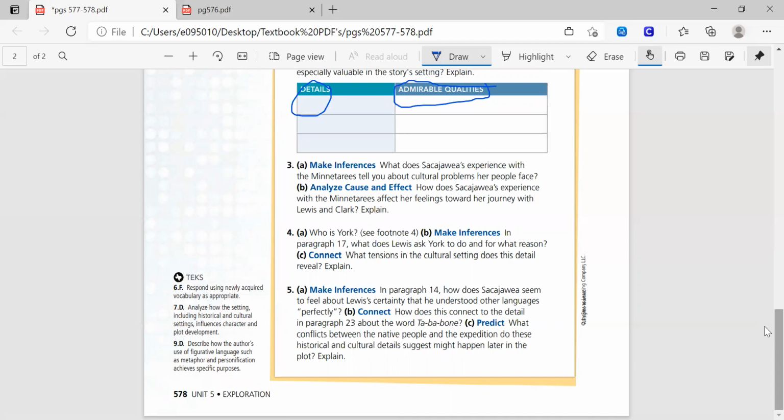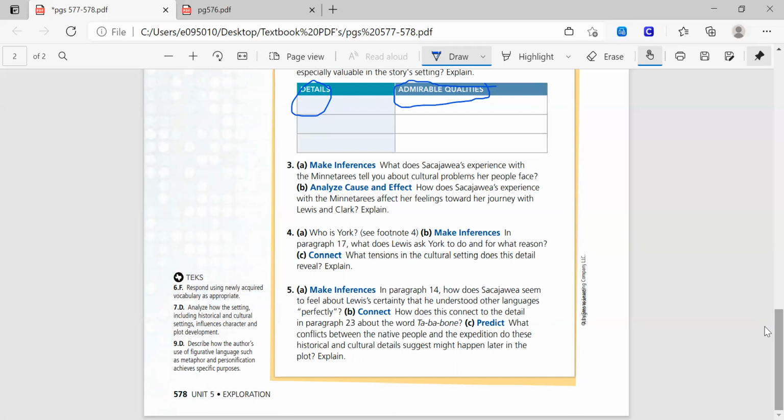And then 3B, analyze cause and effect. How does Sacagawea's experience with the militaries, I'm probably saying that wrong and I apologize, affect her feelings toward her journey with Lewis and Clark? So how does her experience with these people affect her feelings toward her journey? Because of her feelings, this is how she feels about the journey. Here's the cause, here's the effect, and it says explain. So again, about 3 sentences, guys.